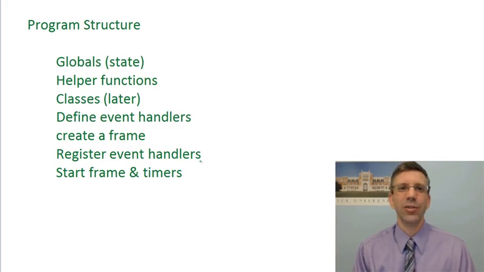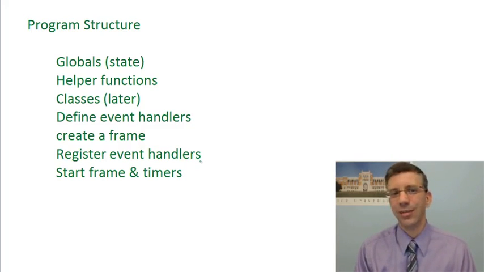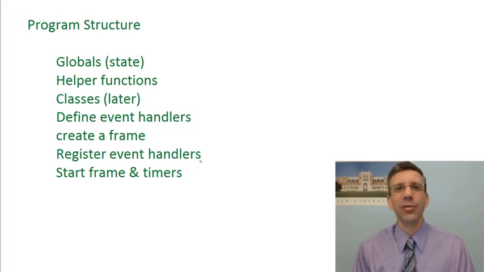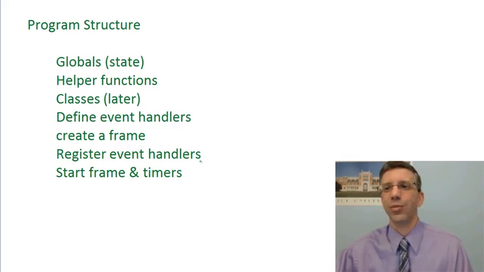You look at your programs and you go down the list and you either say, hey, I have my globals or I don't need any in this program. I have my helper functions or I don't need any, and so on. And if you do that, you will have a much easier time generating correct working SimpleGUI programs.